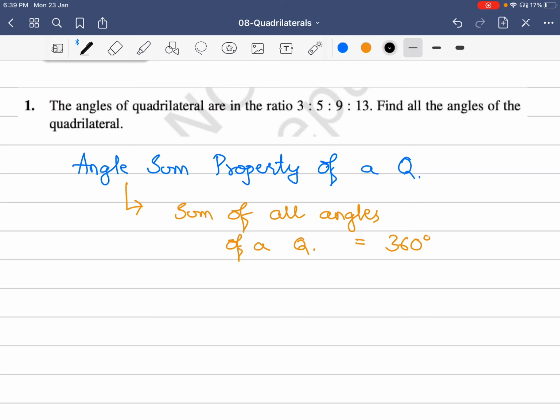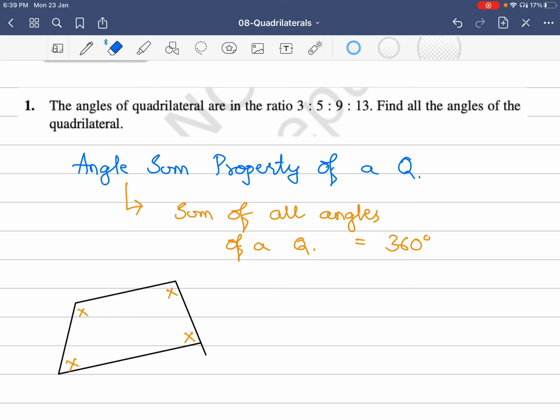So let's say if this is my quadrilateral, like this. Let me use straight lines. So let's say this is my quadrilateral. In this quadrilateral, the sum of all the four angles, so angle number 1, angle number 2, angle number 3, angle number 4, all these four angles summation is equal to 360 degrees. So we're going to use this property of a quadrilateral to solve this problem.